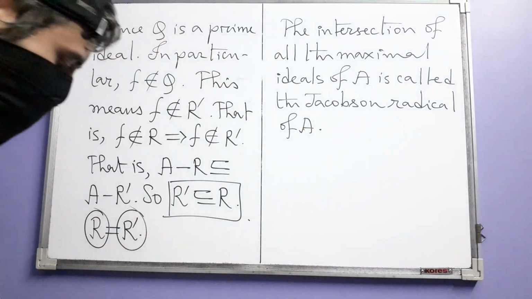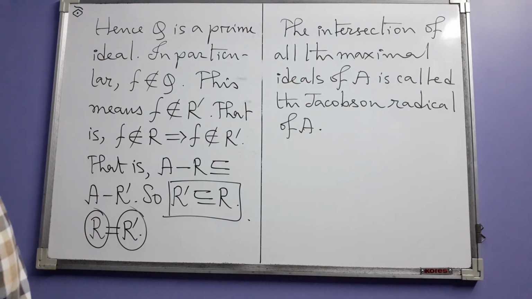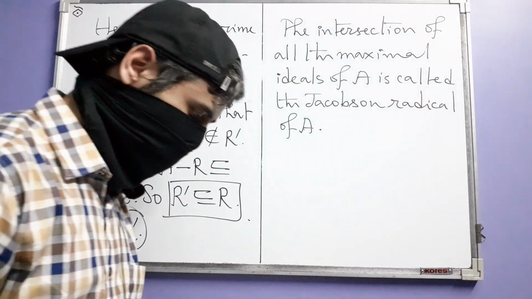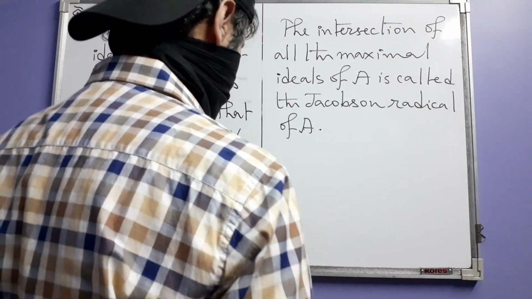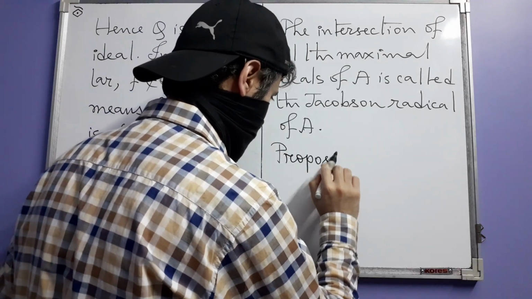And finally, let us see this result which characterizes the Jacobson radical. This is proposition 19.